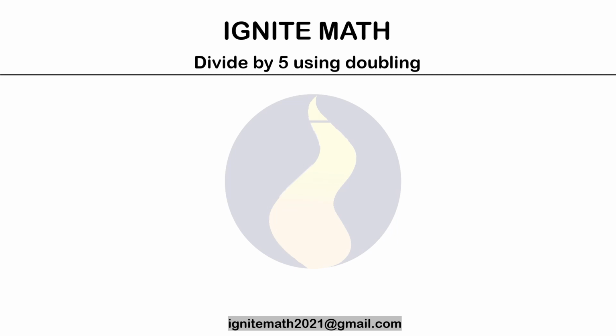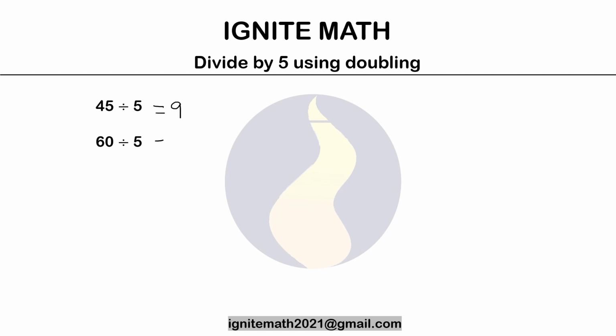In this lesson, we learn how to divide by 5 using doubling. Doubling is adding the number to itself. To divide by 5, double the dividend and remove the last 0. 45 divided by 5: doubling of 45 is 90, remove the last 0, the answer is 9.